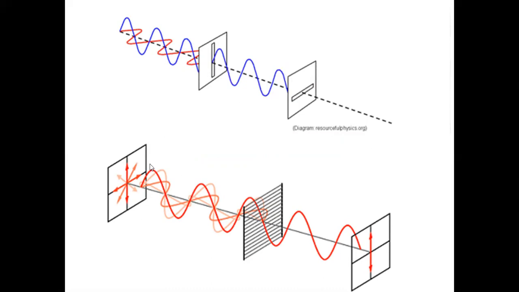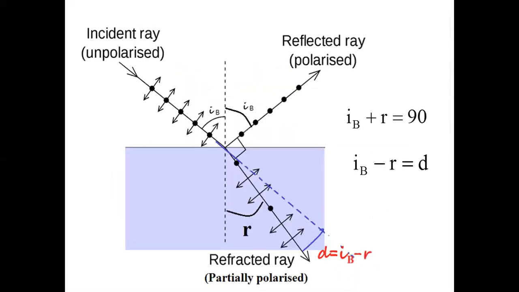Similarly here, this contains vibrations in all directions, but by the time it passes the slit, it will contain only one vibration. But this cannot be seen in the case of light, because light is made up of electromagnetic waves and they cannot be seen so easily. So we show it like this. And a very important part of this polarization is Brewster's Law. You know this. This part is very important.